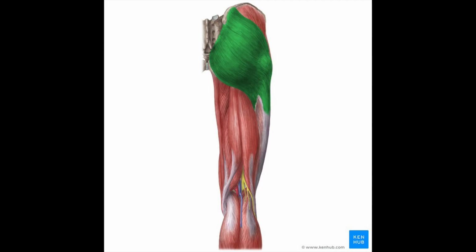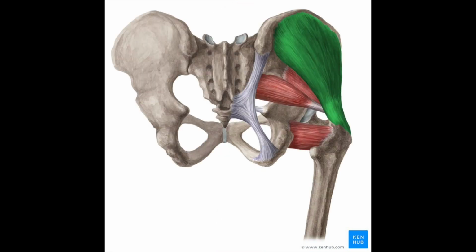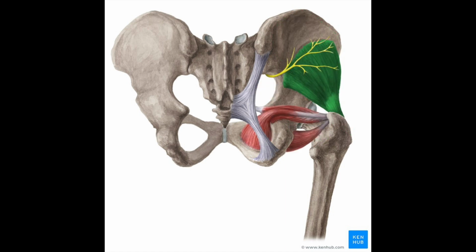Okay, so there are three gluteal muscles. You have the gluteus maximus, which is the most superficial. It helps extend the hip. It pulls the femur posteriorly. It's the largest muscle in the body. You have the gluteus medius, which helps abduct the hip. You have the gluteus minimus, the deepest. It also helps abduct the hip.